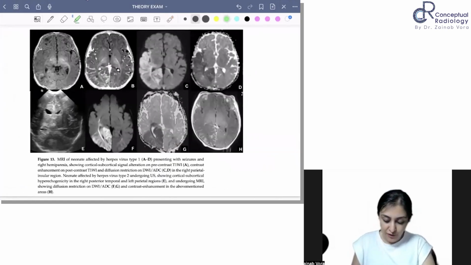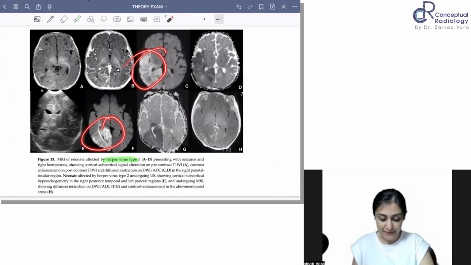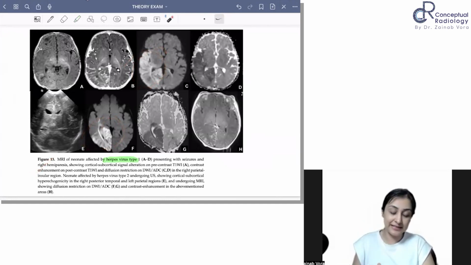This is a case of herpes, right? Look at this. This is a neonate who's having seizure and right-sided hemiparesis. And look at this, diffusion restriction is seen. Right? I told you that herpes can lead to infarcts also. So herpes can actually lead to vasculitis and lead to infarct-like presentation. So that's what we are seeing.